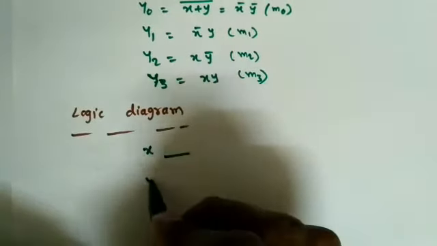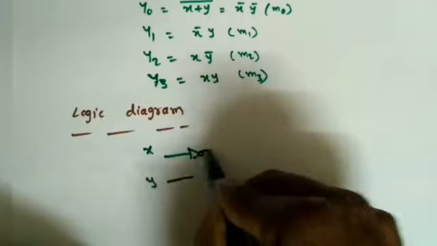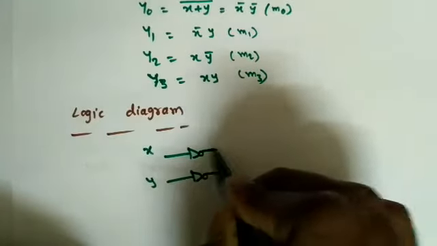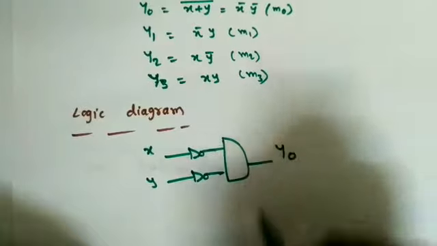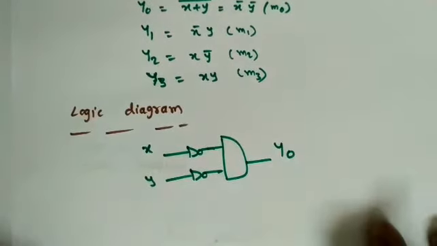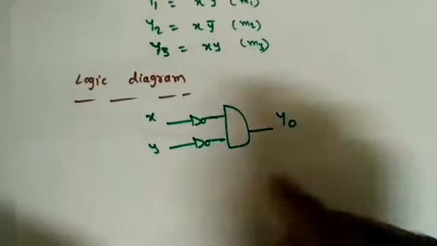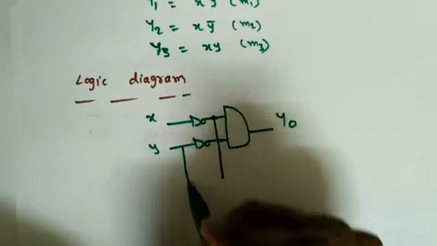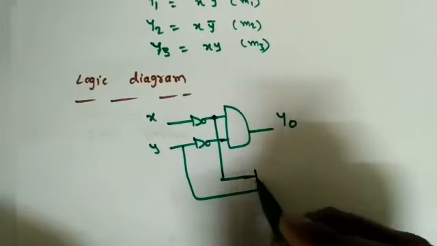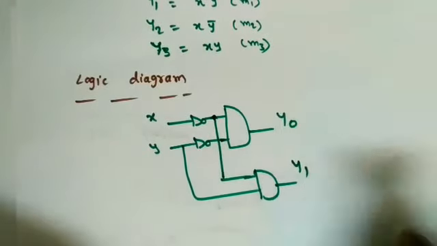If I give x and y here, I need to give it to one NOT gate to make x bar, y bar. So both should be given to one AND gate to generate the y0 output. Then the second one is x bar y. Already x bar is there, so I can take it like this, and this y. So this is x bar y, which is nothing but y1.